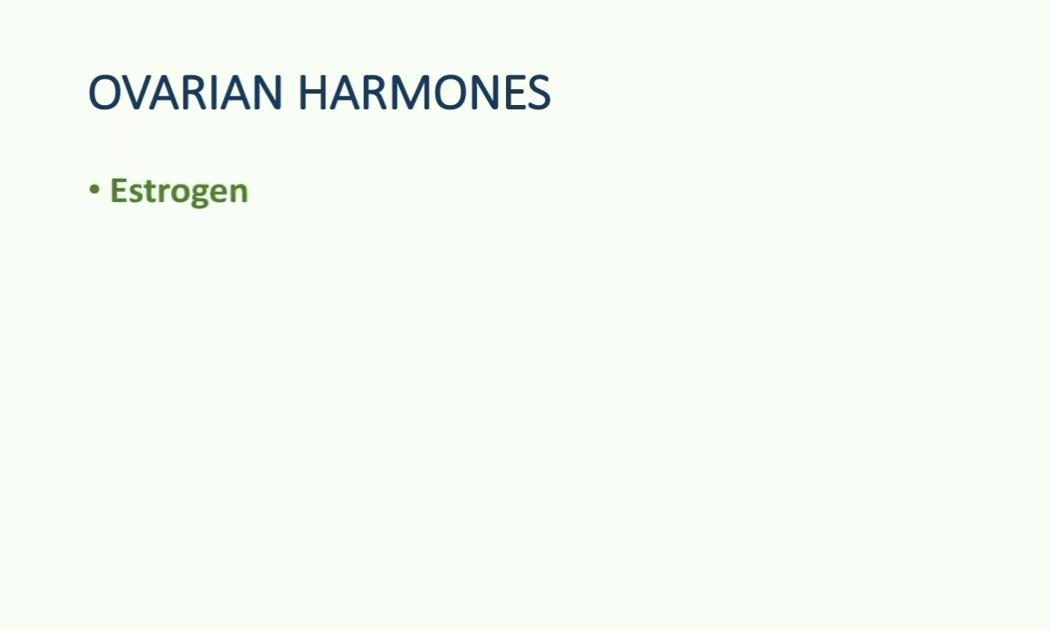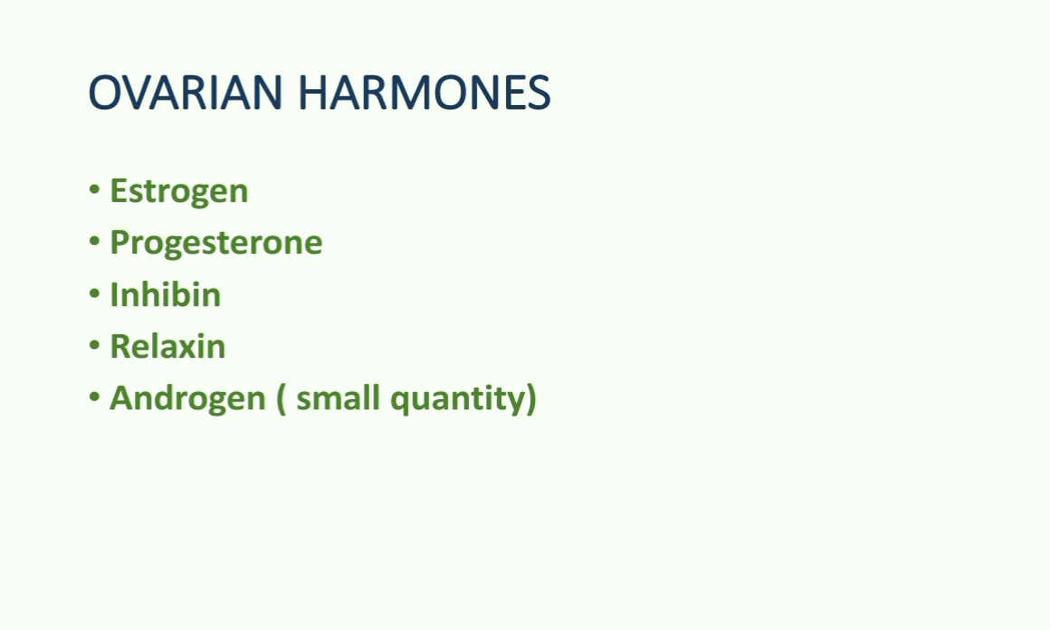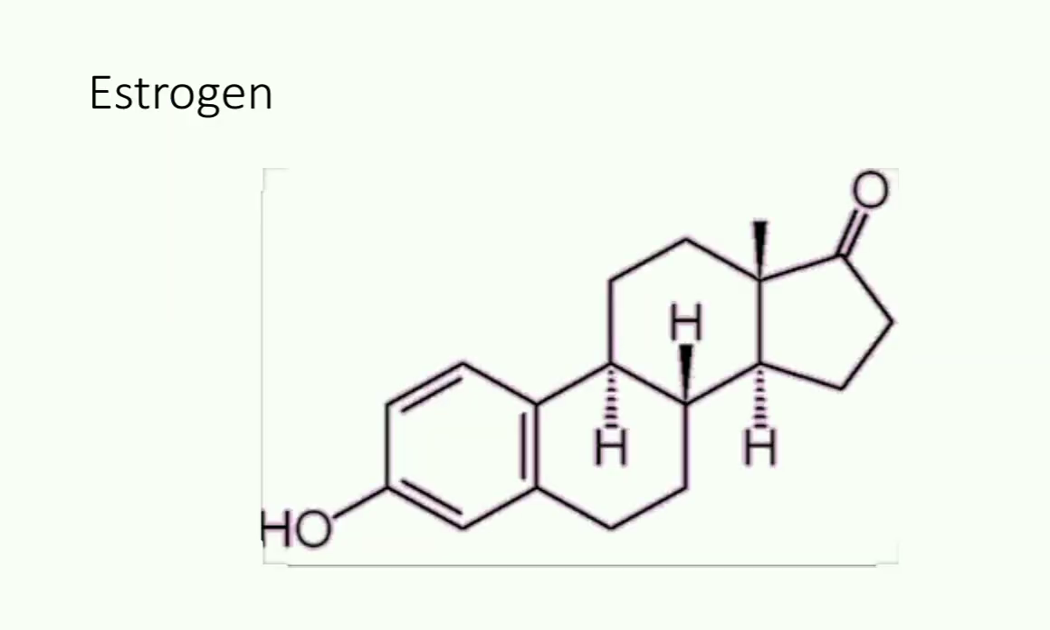First one is estrogen. Yes, it is very important. Its level is higher during the follicular phase and it drops just before ovulation. The progesterone, as we have discussed, its level peaks during the second half of the menstrual cycle or ovarian cycle, after ovulation. And inhibin, relaxin are also ovarian hormones, and in small quantity androgen is also released.